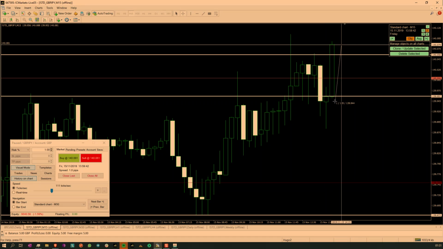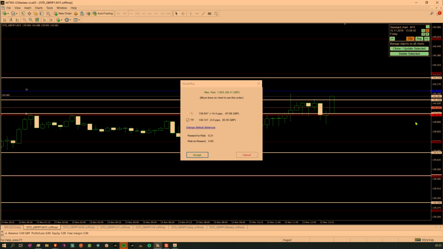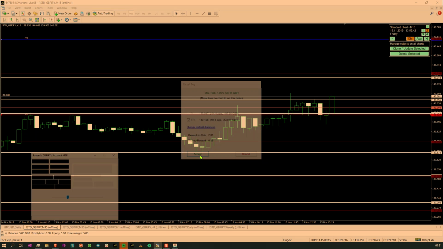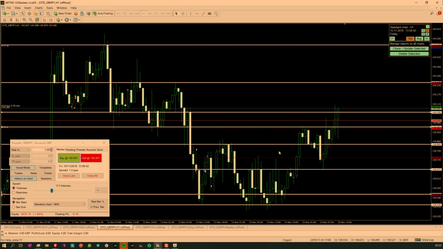15-minute candle, not too bad. 14 pips, not too bad. So let's do a buy here. Stop here. Target. Just leave it alone. Or let's go to the 1 hour.